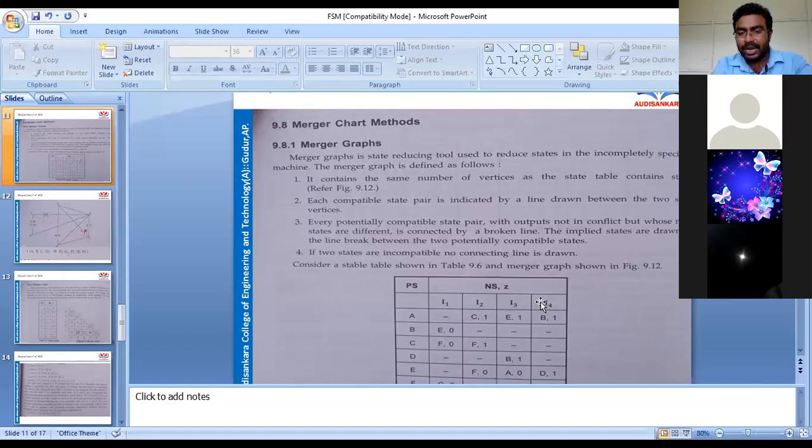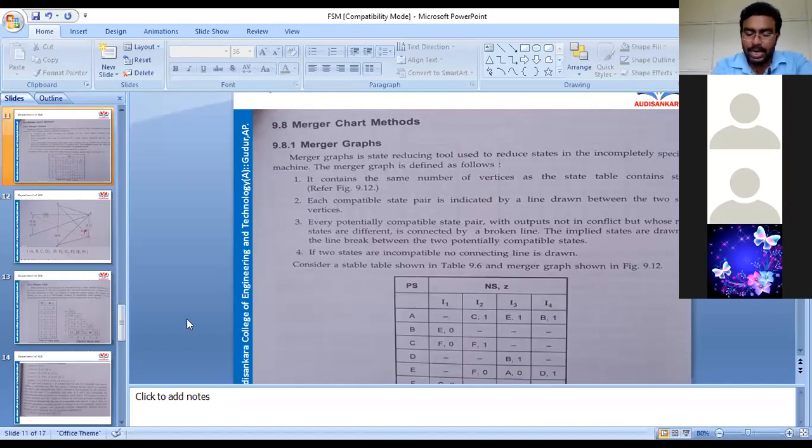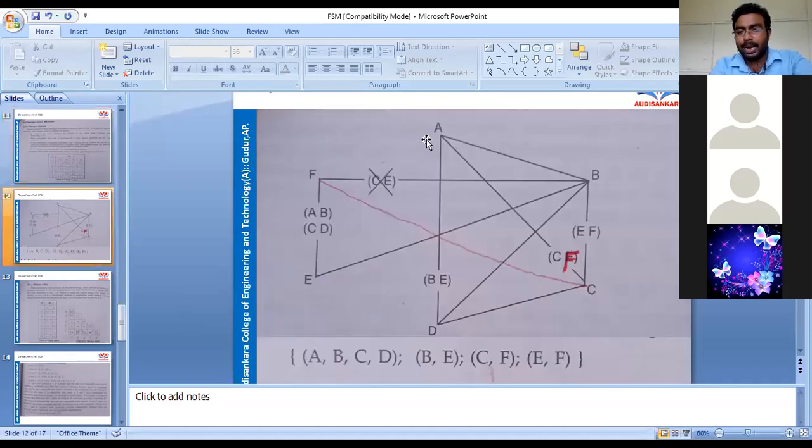Now tell me, students, whether A and B are compatible or not. Yes, sir. Now come to the part. Since the states A and B are compatible, I will be connecting vertex A and vertex B with a continuous line. That is what I have to do, friends.